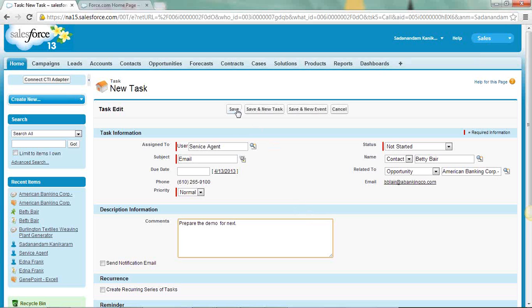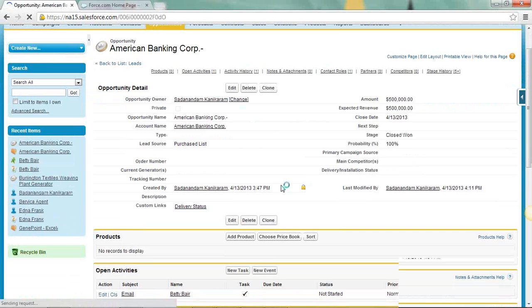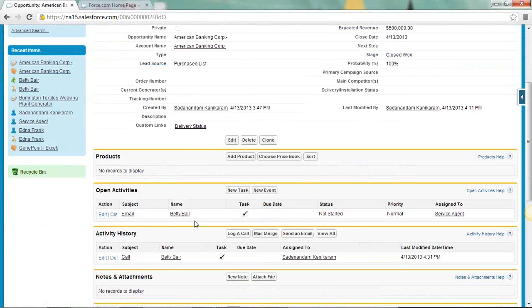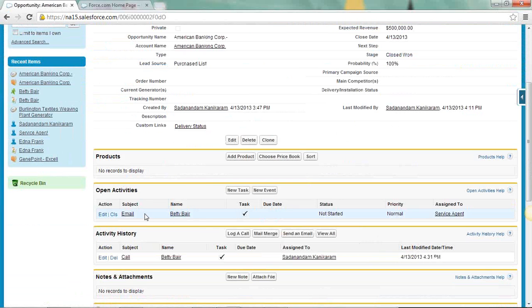So I can create one more task, and then I can have another activity for my other user, whoever it is, right? So I assign it to the service agent here. Like that, all of the interaction will be captured here, and once the interaction completes, it will be shown under the activity history.